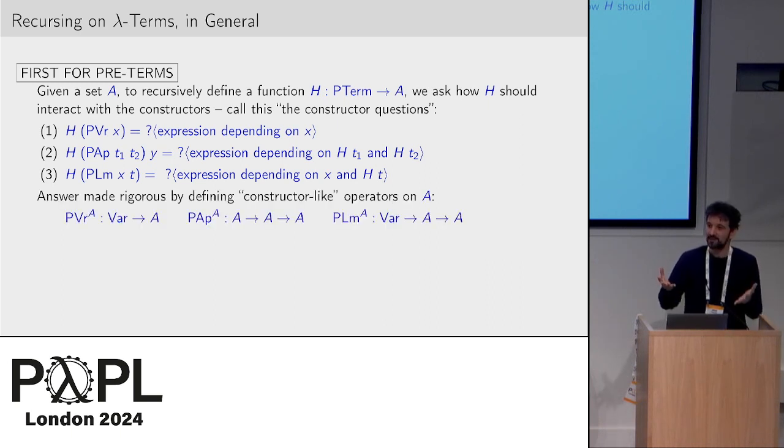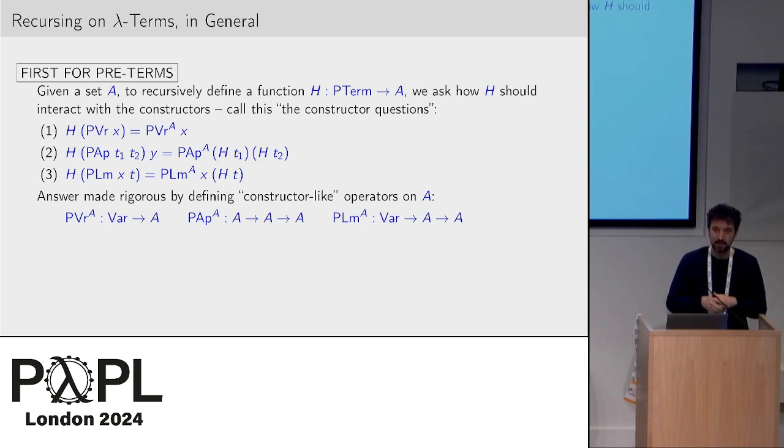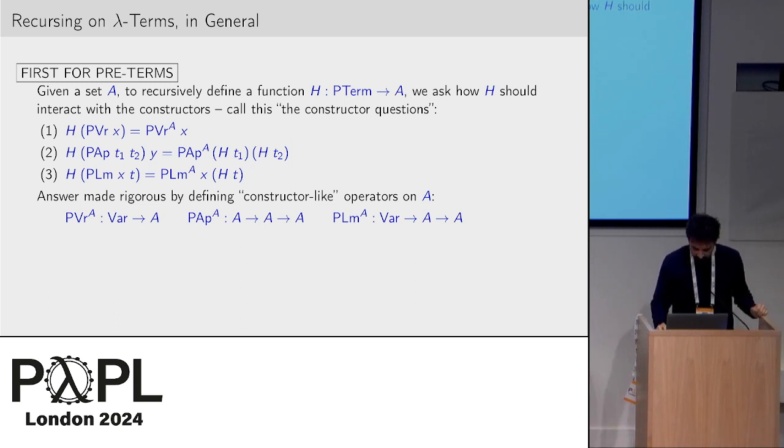Now, how do we answer the constructor questions? Well, we need to put some recursive expressions there, but the way to conceptualize this more rigorously is to think that we have operators on the target domain that match the constructors of terms. So these are what I'm going to refer to as term-like, or constructor-like, operators. So we just plug those in as answers. The answer would just say, well, our function is supposed to commute with the constructors.